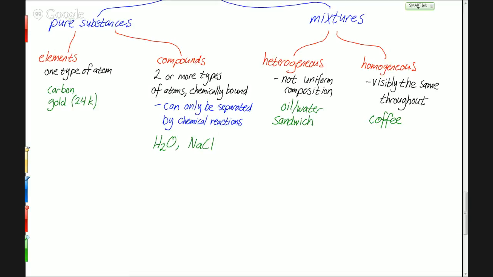Even stuff that you don't really think of as classifying in this way, like a sandwich. You guys know sandwiches, like bread with stuff in the middle of it? Same thing, that would be a heterogeneous mixture because you can see the bread and you can see the stuff, and it's not all the same thing.